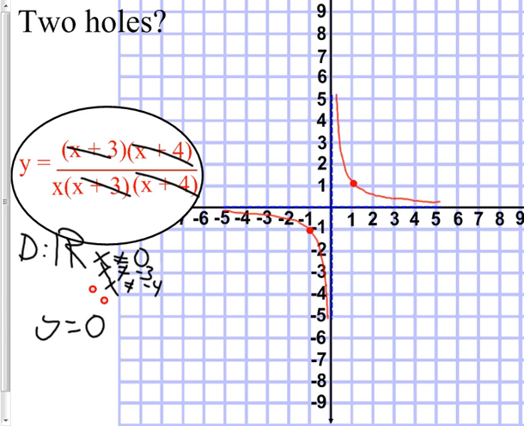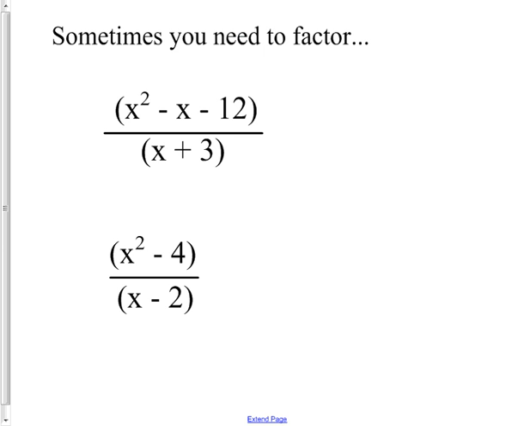So I know I put my graph in the right spot then, which means it's basically the parent graph, except it's got holes at negative 3 and negative 4. So I could take this and put a hole at negative 3. And take this and put a hole there at negative 4. Okay? All right. Now, sometimes you need to factor it.